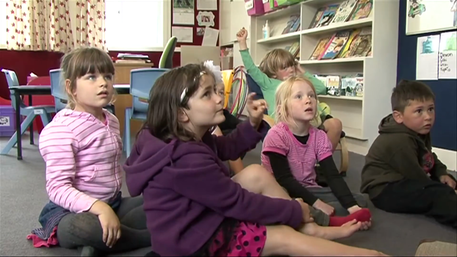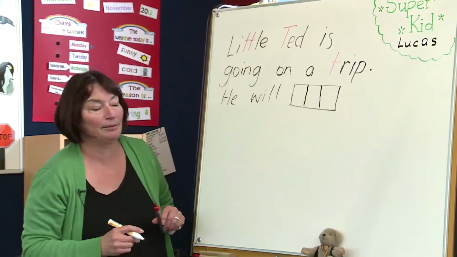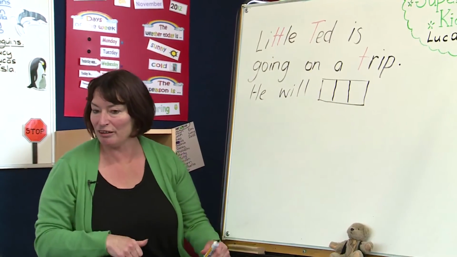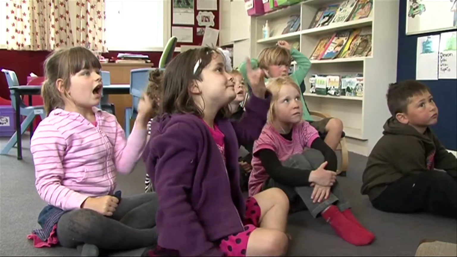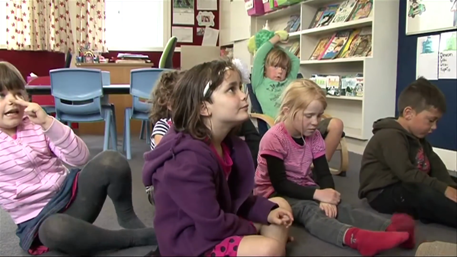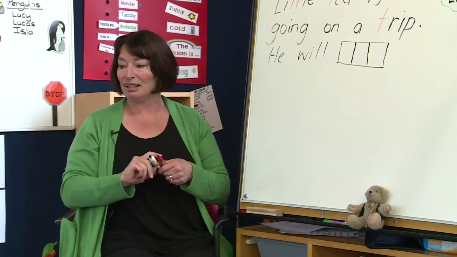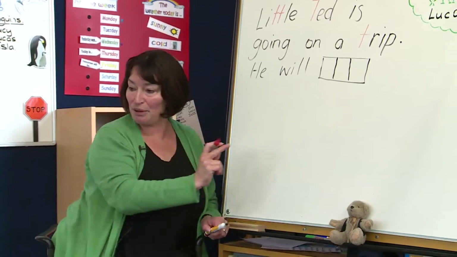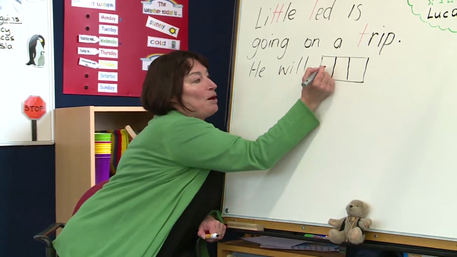Let's put some boxes in here. Okay. How many sounds can you hear in the word take? Three. A T is at the start. Okay, so which box are we going to put it in? The first box, right.